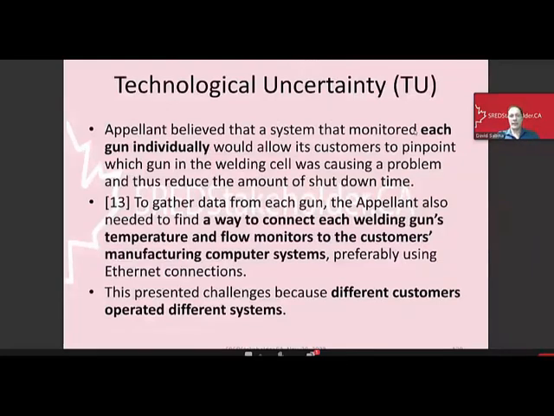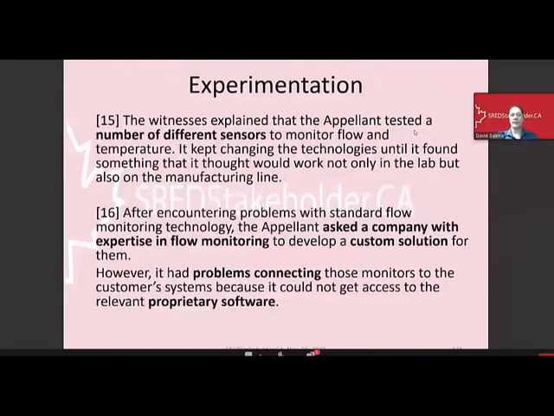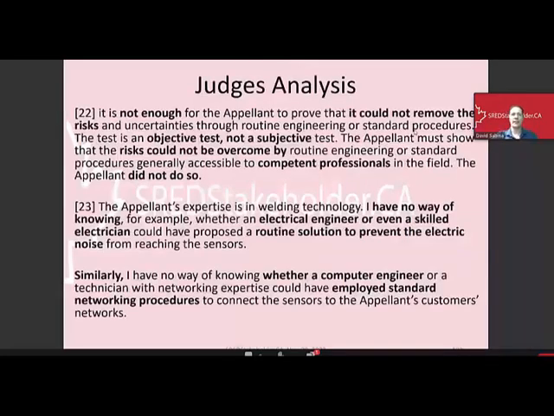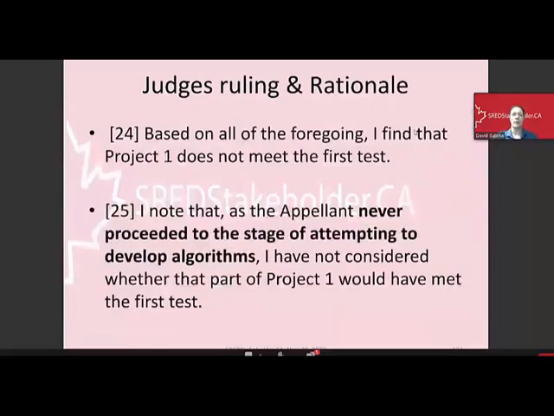What they did is they tried it. They approached the company to install the different sensors, but they found that really the problem was that they couldn't connect to the client's software because of proprietary issues, which is more of a business problem than a technology problem, and therefore not really an issue on whether that would work. So having different communication protocols would be more of an advancement in software engineering than in mechanical engineering. And the judge felt that they really didn't know whether, had they actually hired either an electrical or mechanical engineer or a skilled computer engineer, those people would have been able to address the projects.